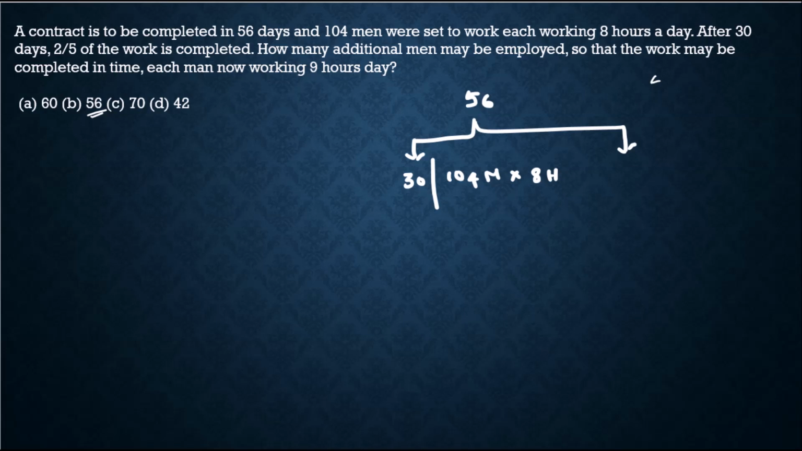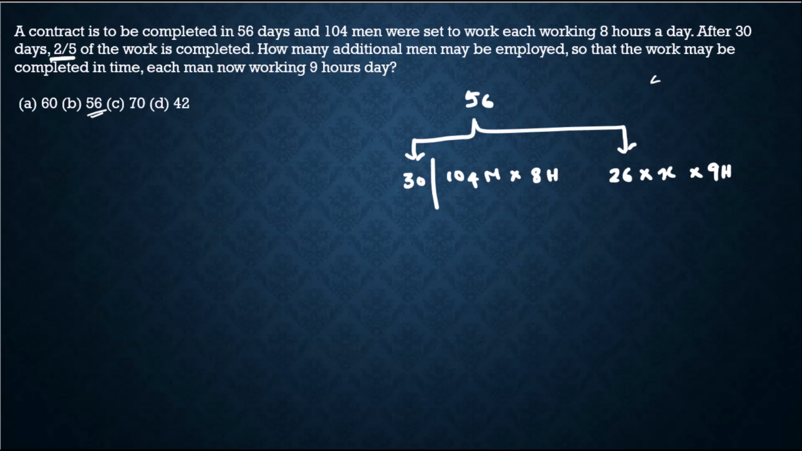In the next case, what is happening? Remaining, we have 26 days. In that 26 days, we have to finish the work. In 26 days, how many people are required in order to finish the work such that each man is working for 9 hours per day?